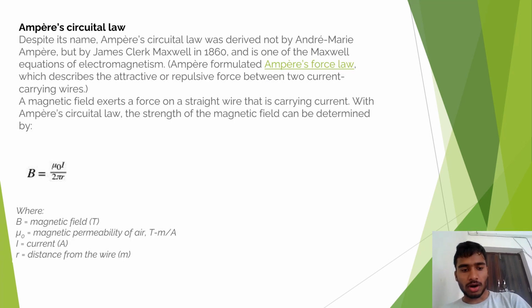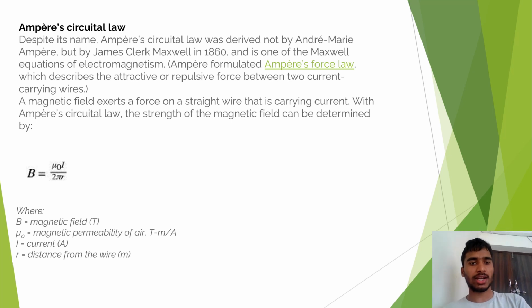Now the fourth law of electromagnetism is Ampere's circuital law, which is important. Despite its name, Ampere's circuital law was derived not by Andre-Marie Ampere but by James Clerk Maxwell in the 1860s, and is one of the Maxwell equations of electromagnetism. Ampere formulated Ampere's force law, which describes the attractive or repulsive force between two current carrying wires. The magnetic field exerts a force on a straight wire that is carrying current.